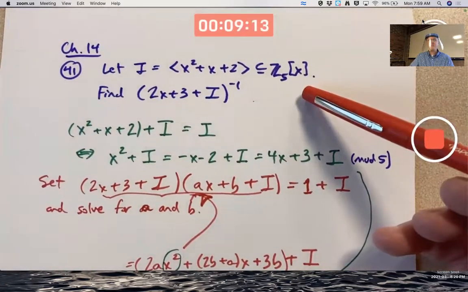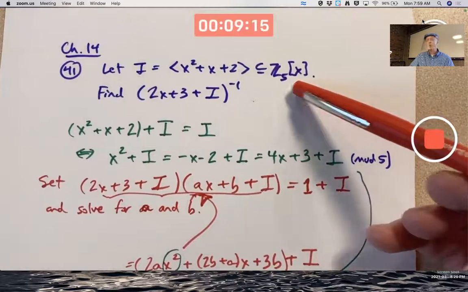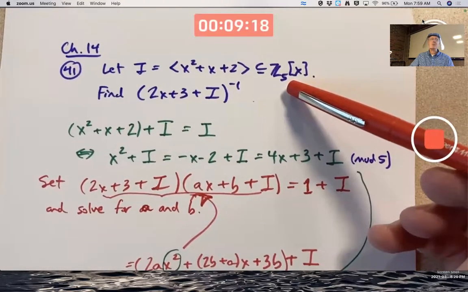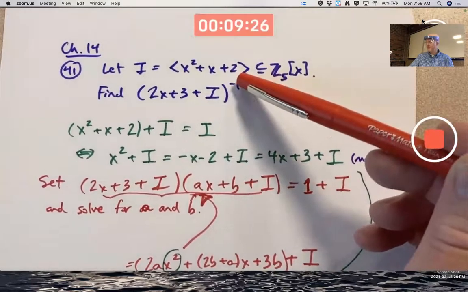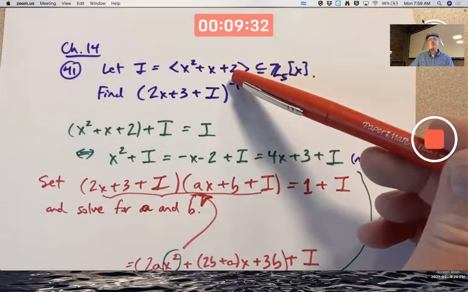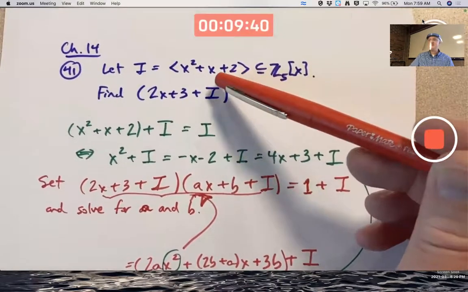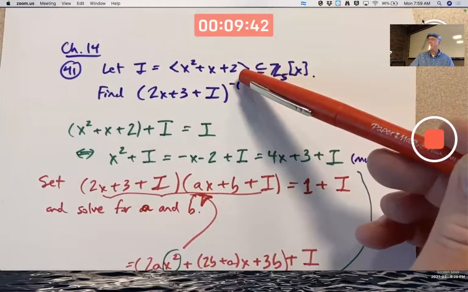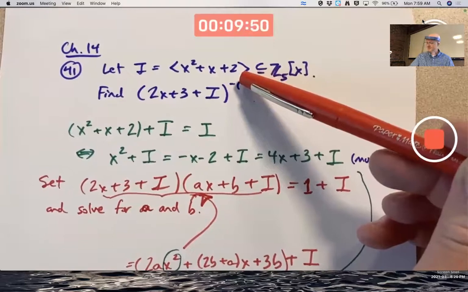That's the ring of polynomials whose coefficients come from Z5. So you always want to reduce the coefficients mod 5, not the powers, but the coefficients. And we're thinking about this principal ideal generated by x squared plus x plus 2. So what does that mean? As a set, it's the set of all polynomial multiples of x squared plus x plus 2. All polynomials that have x squared plus x plus 2 as a factor is what this represents, as well as the zero polynomial, because if you multiply by 0, you get 0.